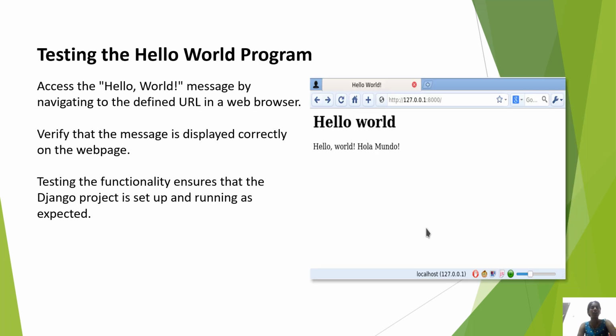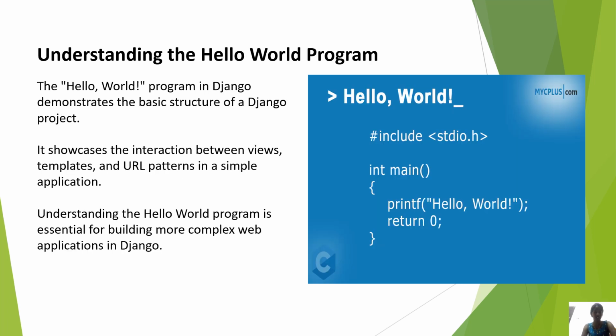For testing the Hello World program, access the Hello World message by navigating to the defined URL in the web browser. Verify that the message is displayed correctly on the web page. Testing the functionality ensures that the Django project is set up and running as expected.